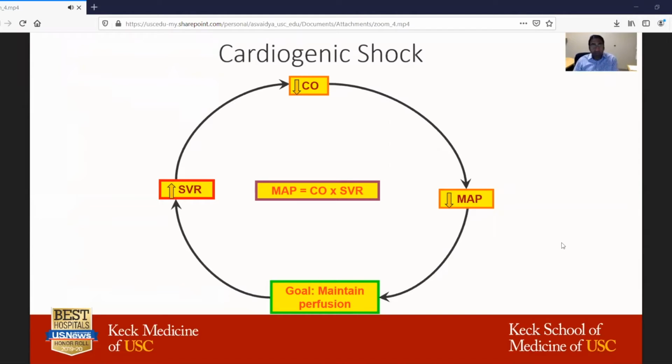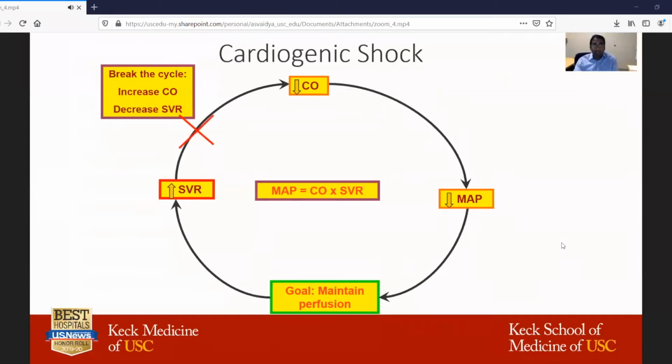The goal of your body is to maintain perfusion, so it's going to increase SVR. Unfortunately, increasing SVR will increase your afterload, which will further decrease your cardiac output, which will reduce your MAP, and so on and so forth. So really, this becomes a vicious cycle where people can spiral very quickly in this cycle of cardiogenic shock.